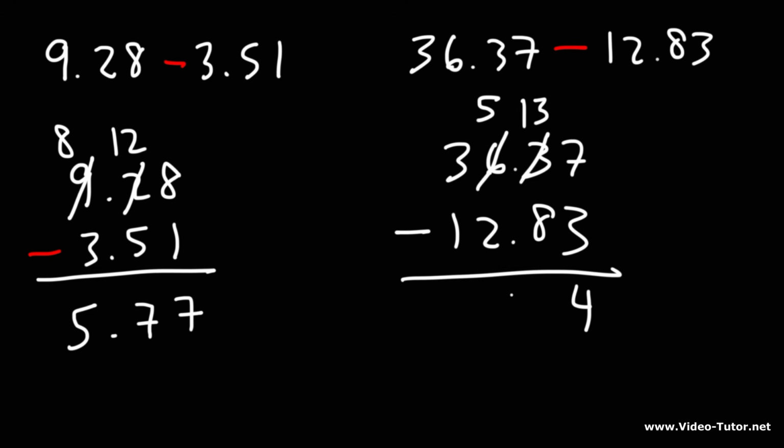Transfer the 1 to the 3, that's going to become a 13. So we have 13 minus 8, that's going to be 5. 5 minus 2 is 3, and then 3 minus 1 is 2. So we get 23.54. So that's it for this video. Now you know how to subtract decimals with borrowing.